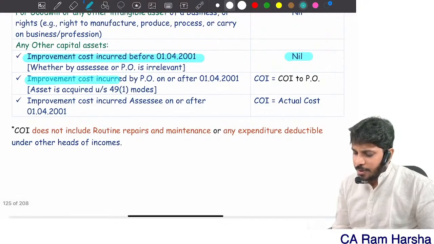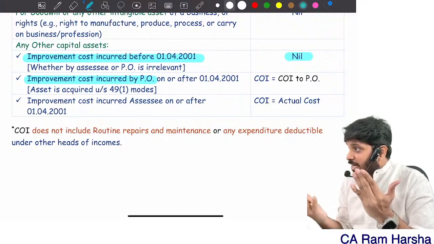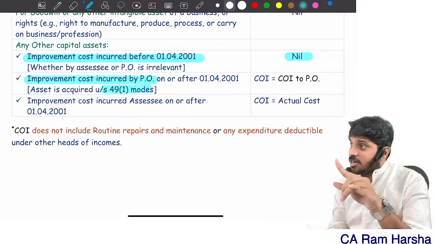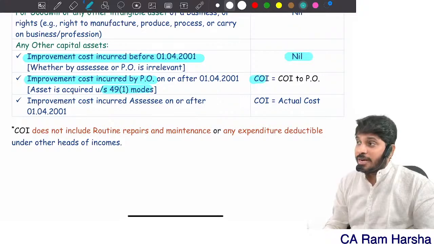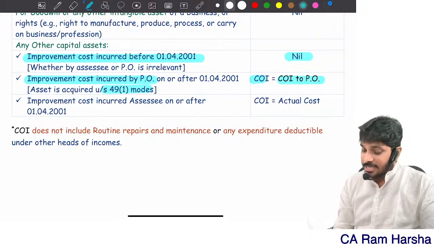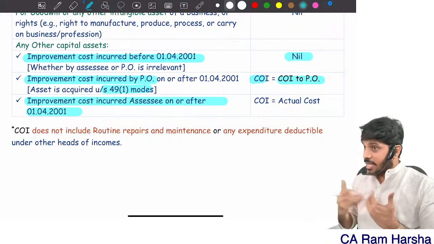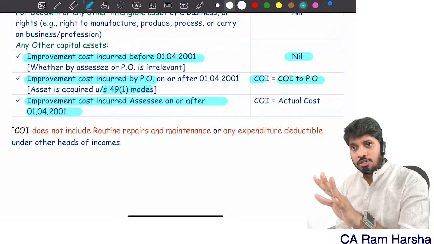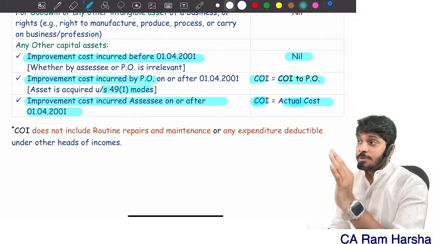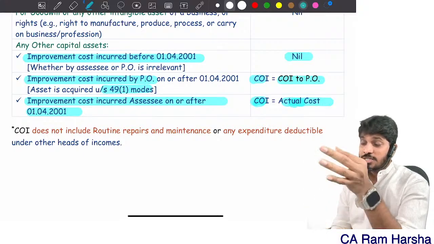Sir, improvement cost is incurred by the previous owner. I didn't spend it. I got this asset from the previous owner as per section 49(1) modes. Then the cost of improvement in my hands will be the same cost that my previous owner spent. Suppose I incurred improvement cost on or after 2001, or the previous owner incurred it. Any of us incurring on or after 1st April 2001, whatever the cost, that itself is the cost of improvement. If any cost of improvement given in the question was spent before 1st April 2001, you straight away ignore it.